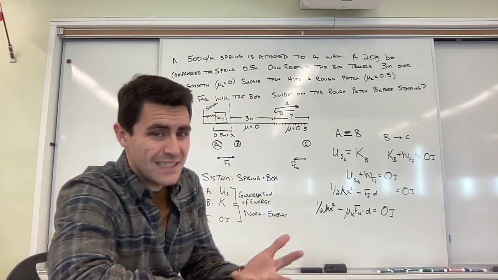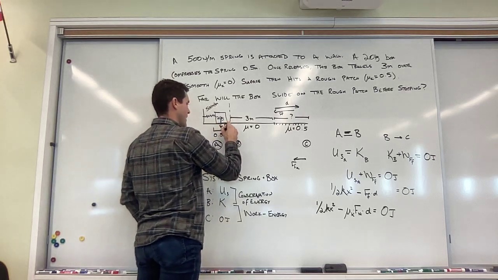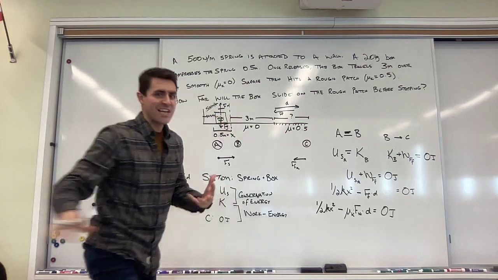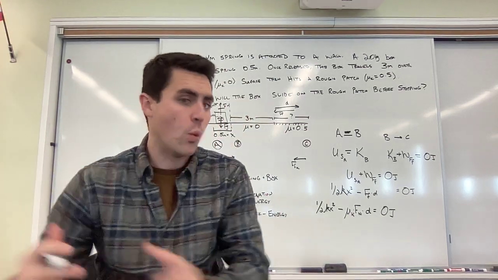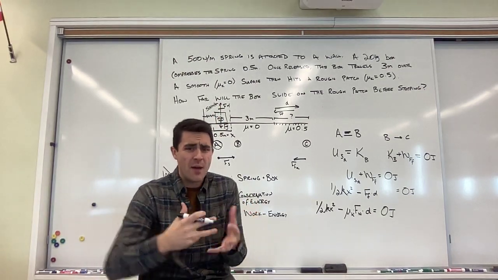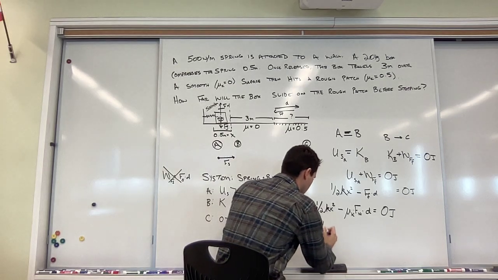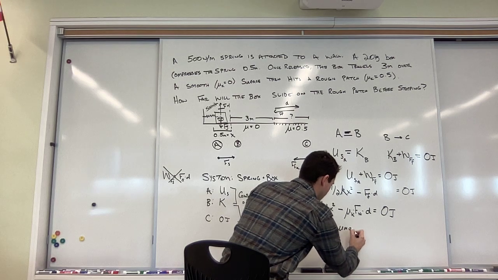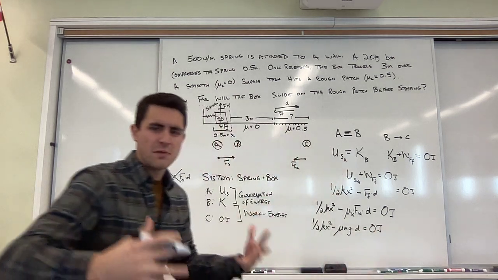Again, not explicitly, but if I think about my forces that are acting on the box, there's my weight force, there's my normal force. There is no acceleration in the vertical direction, so my normal force must match my weight force. Weight force is always equal to m g on the surface of this planet. So I'm here with 1/2 k x squared minus the coefficient of friction times mg times distance equals 0 joules. Here is my basic setup.